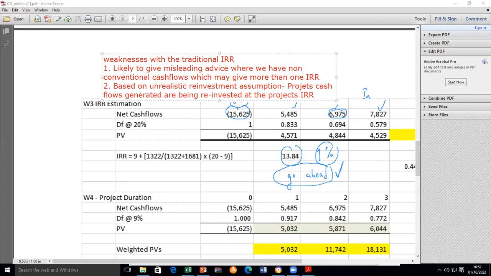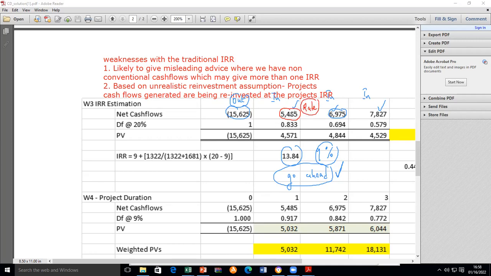Based on the unrealistic reinvestment assumption, what does that assumption say? That assumption says the project cash flows generated are being reinvested at the project's IRR. What does that mean? That means that these cash flows here, this money here, when we make this money, what do we do? We reinvest it. But the question that we need to ask is, at what rate do we reinvest?